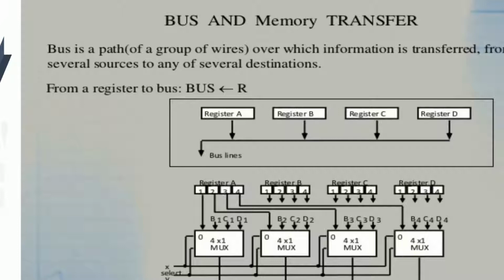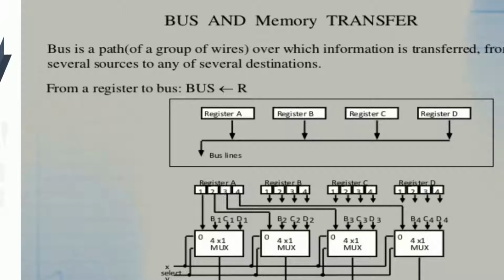Here also the multiplexer helps us take different inputs from different components, that is, different registers, and it will give the output. That's why we are using multiplexers here. This is a 4 register bus. So 4 registers are connected to one common bus. Now, how will this common bus work?